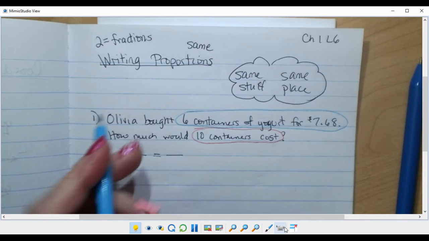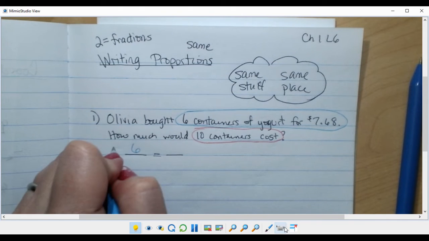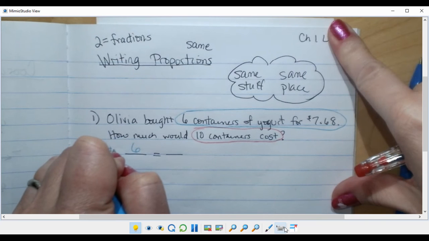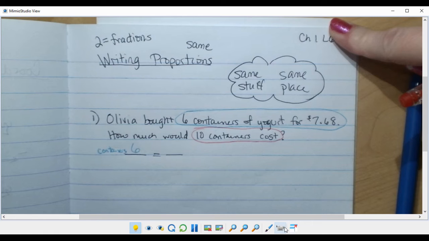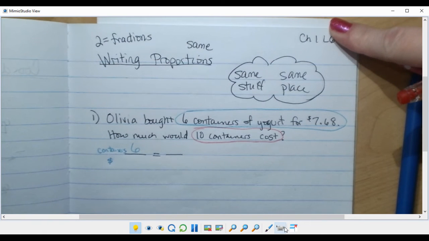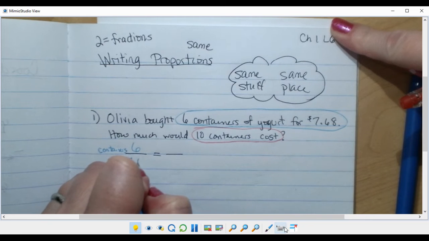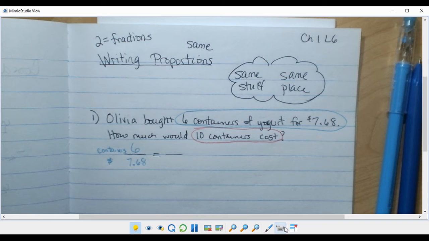The first number I see is 6. I'm just going to put it there. Now, what is 6's partner? This is 6 containers. Okay. What is the other thing with the original purchase that she made? It's money, right? So I'm going to put that $7.68 on the bottom. 6 containers for $7.68. And then I'm going to put my blue pen down because I'm done with it.